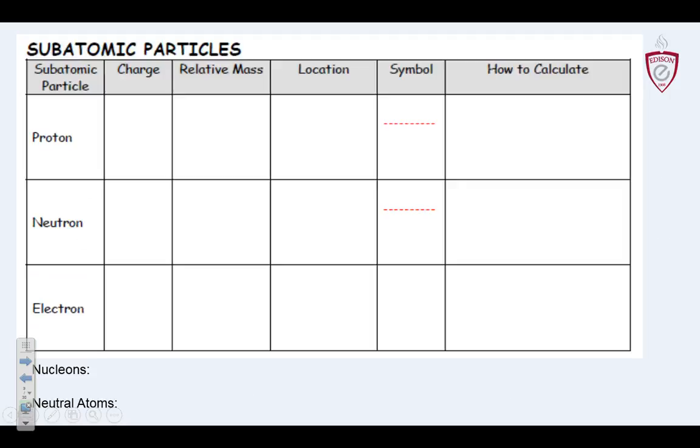So let's fill out this chart here. Protons: charge positive 1, relative mass 1 AMU, location in the nucleus. There are 2 symbols here. First one's just a plain P. Second one shows the mass on top, 1, the charge on the bottom, positive 1. How we figure it out, we look at the atomic number of an element, and we're going to learn what that is.